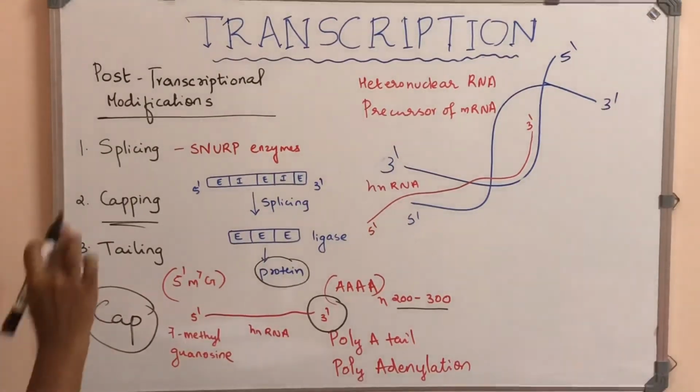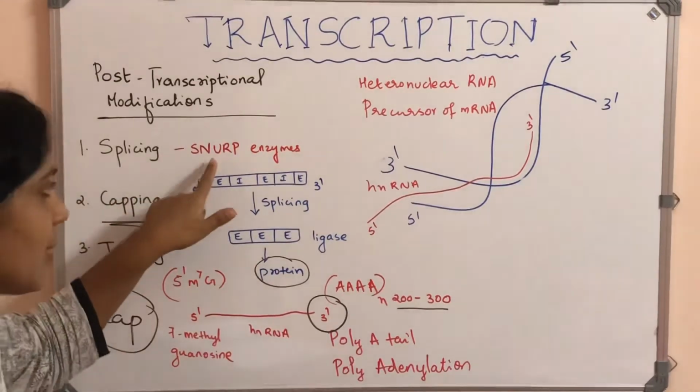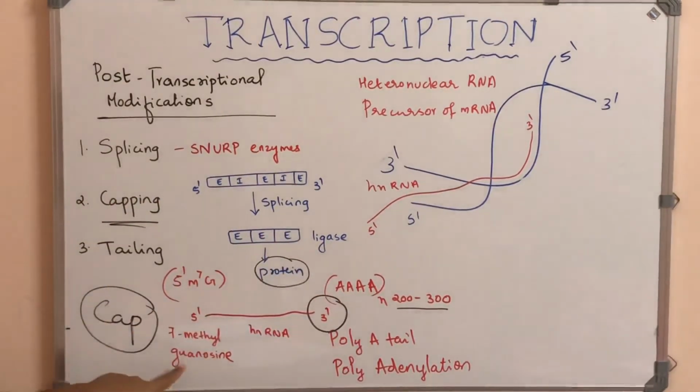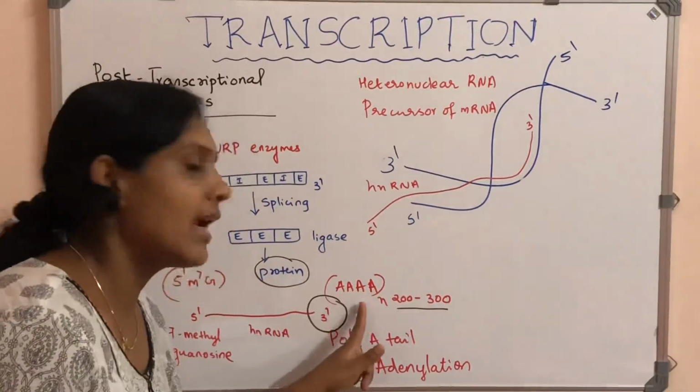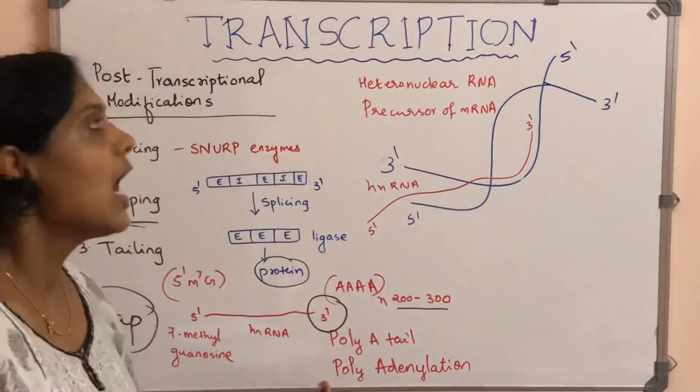So that is what happens in post-transcriptional modification: splicing, capping and tailing. Splicing is done by snRNP enzymes and the joining of the exons is aided by ligase enzyme. Capping: towards the 5' end, we add 7-methyl guanosine as a cap, and towards the 3' end we add adenine molecules as the poly-A tail, a process known as polyadenylation.